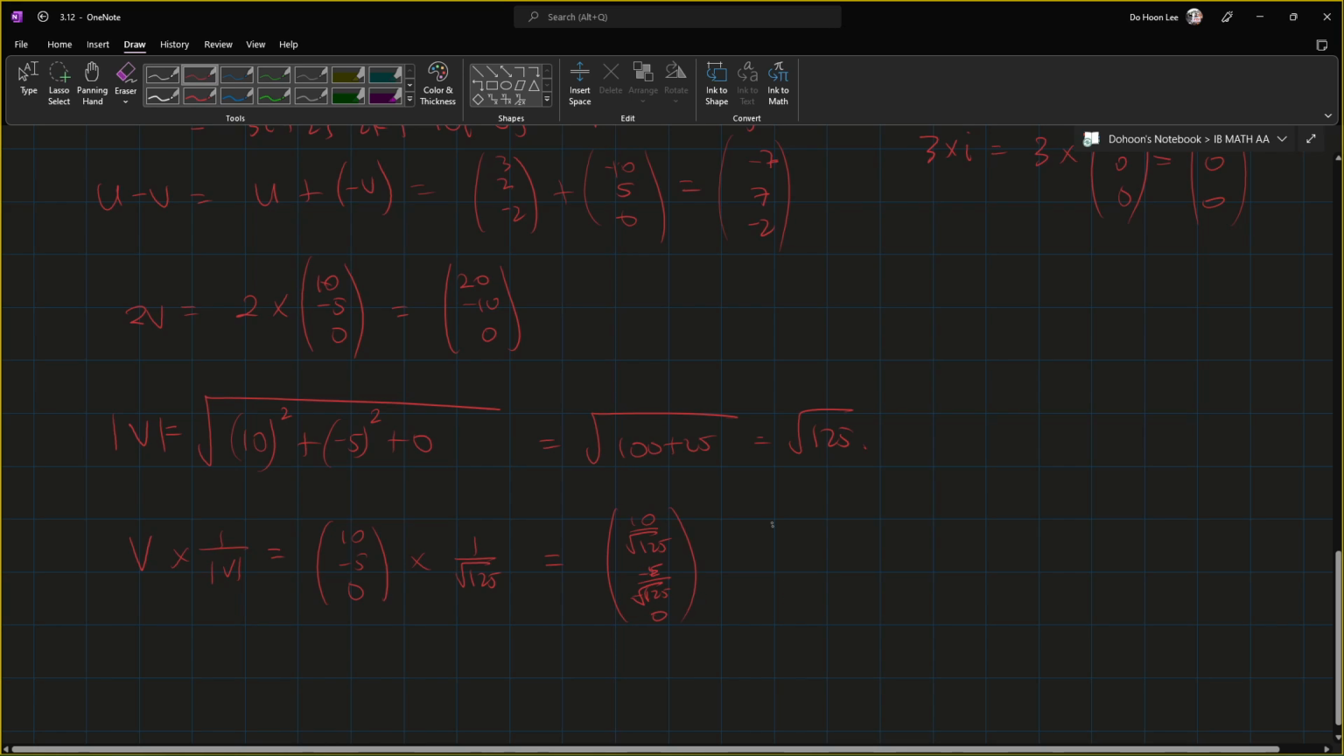Okay, and let's just make sure that this is actually a unit vector. Well, you can find the magnitude of this by using the formula again. 10 over the square root of 125 squared plus negative 5 over the square root of 125 squared plus 0 squared. Well, we know that 10 squared is 100 over 125, plus 25 over 125, everything square rooted, so we know that the magnitude is 1. So we know that we found the unit vector.